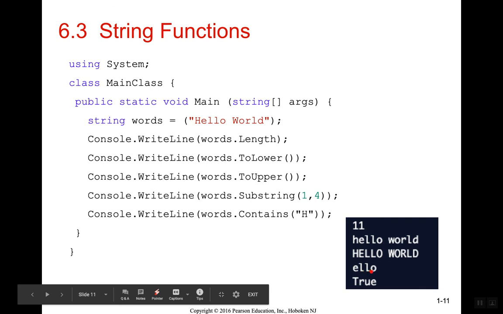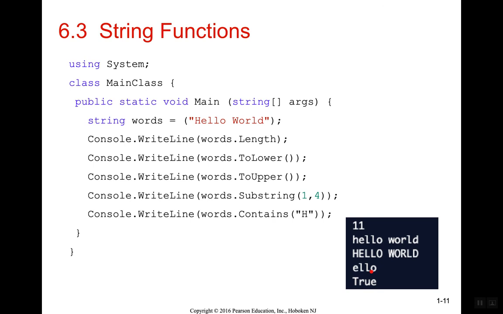What's position one in the string? It's the E. Okay? The H is at position 0. Whenever we count in C-sharp arrays or strings or lists, they're all going to start at 0. The first element is the 0th element. You may have heard me use that term 0th a few times. I don't think it's actually a word. You won't find it in the dictionary, but it's the first element in a zero-based array, the zeroth element.